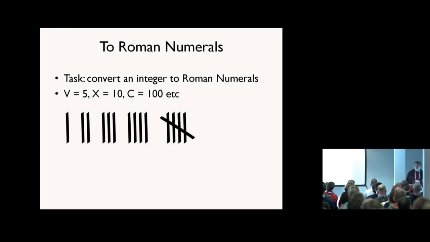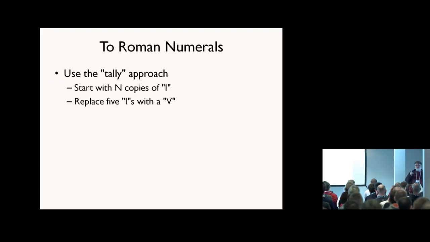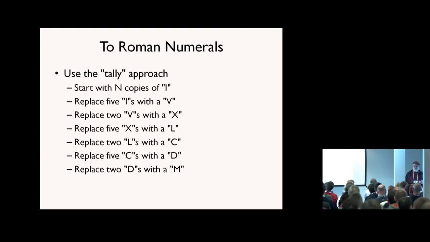So our algorithm is going to be a very crude but very effective algorithm. If we're turning 25 into a number, we create 25 slashes, 25 ones. Then, if there's 5 ones in a row, we replace it with a V. If there's 2 Vs in a row, we replace it with an X. If there's 5 Xs in a row, we replace it with an L, and so on and so forth, up to M. That works out really well. It's a really easy algorithm to understand, and it's a lot less complicated than some of the stuff I've seen on the internet. I've also chosen this algorithm because it's very composable.